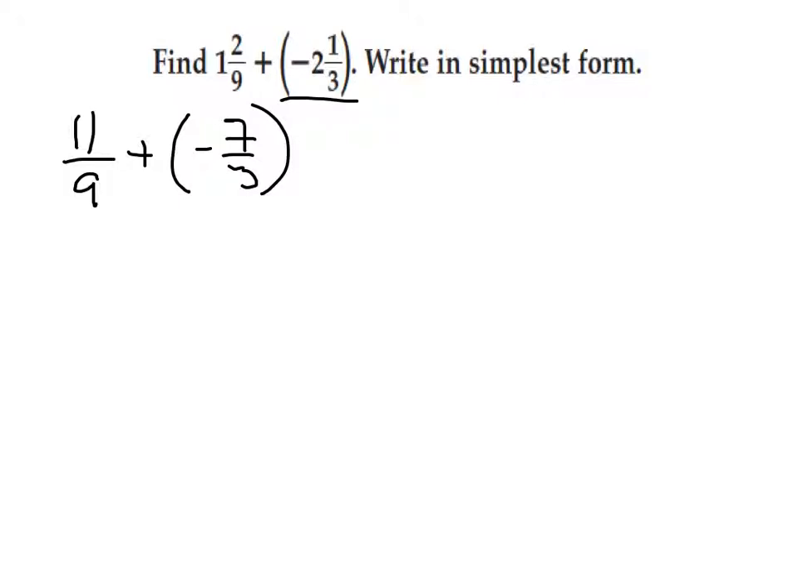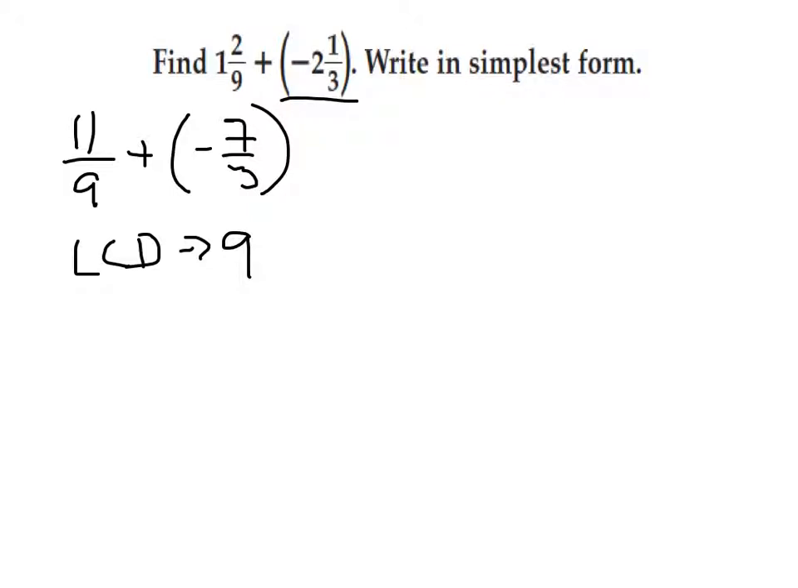I'm going to choose the first method that we discussed a couple slides ago because it seems to work consistently and it has fewer steps. So you can see I change 1 and 2/9 into 11 over 9, and negative 2 and 1/3 into negative 7 over 3. The denominators are not the same. I've got to find the LCD, and for 9 and 3, that's 9.